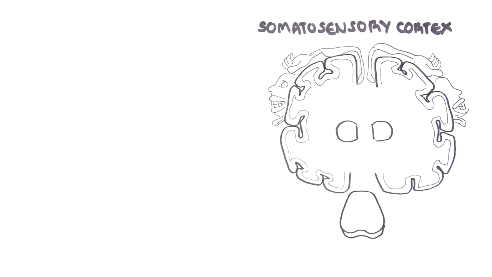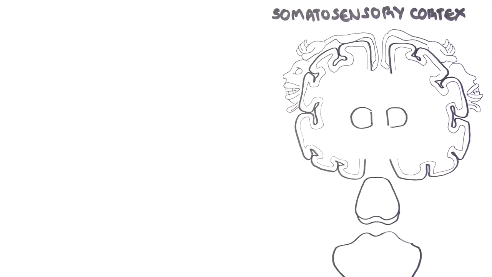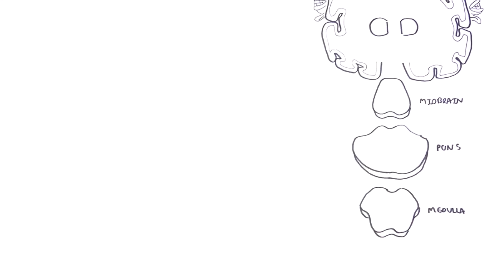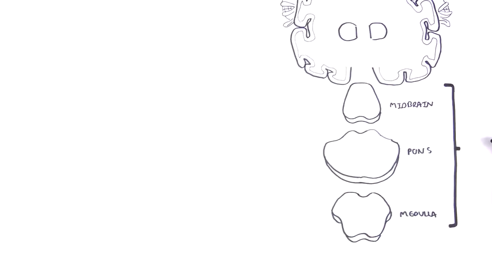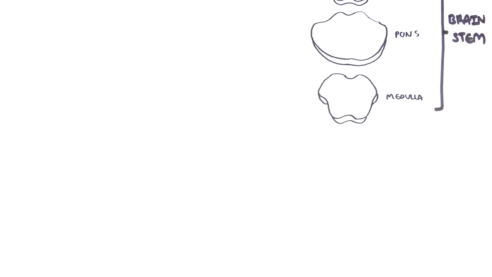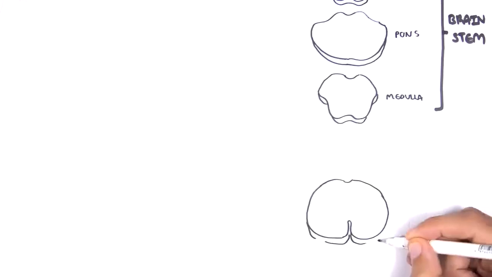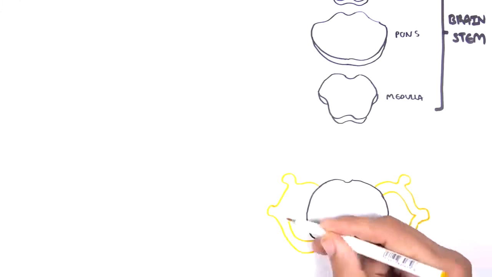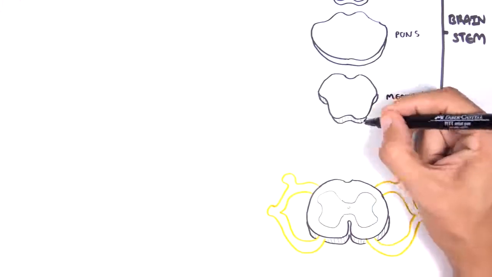Now, the brain connects to the brainstem, which is made up of three important parts. These are the midbrain, the pons, and the medulla. These are only sections of those parts of the brainstem. The brainstem continues on and forms the spinal cord. Here, I'm only drawing one section of the spinal cord. The spinal cord has nerves coming in and out of it, represented here in yellow.